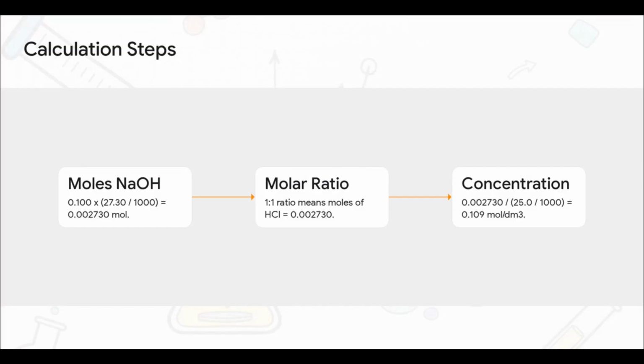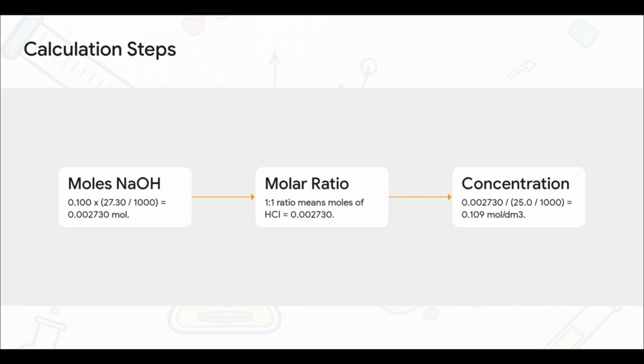Let's talk through a foundational example so you can see this in action. Imagine you have a known sodium hydroxide concentration of 0.100 mol/dm³, and your mean titre volume was 27.30 cm³. Step 1. Calculate the moles of your known substance. That's 0.100 times 27.30 divided by 1,000, which gives us 0.002730 moles of NaOH.